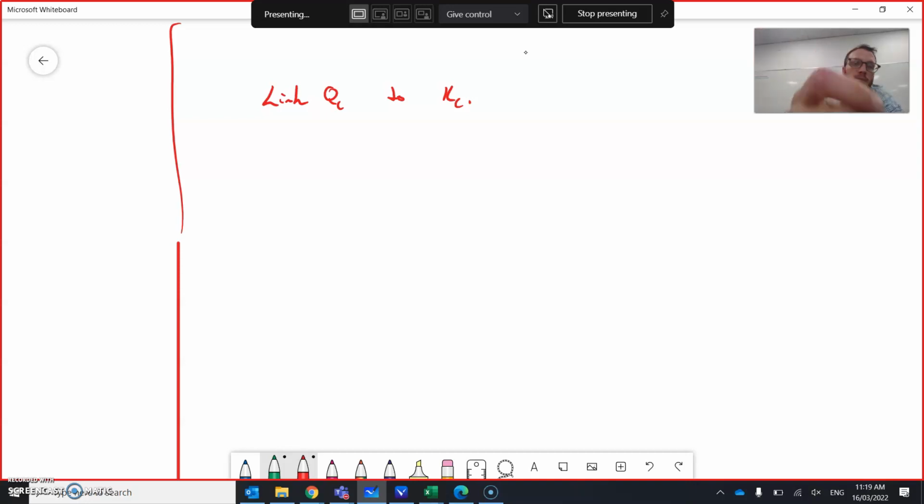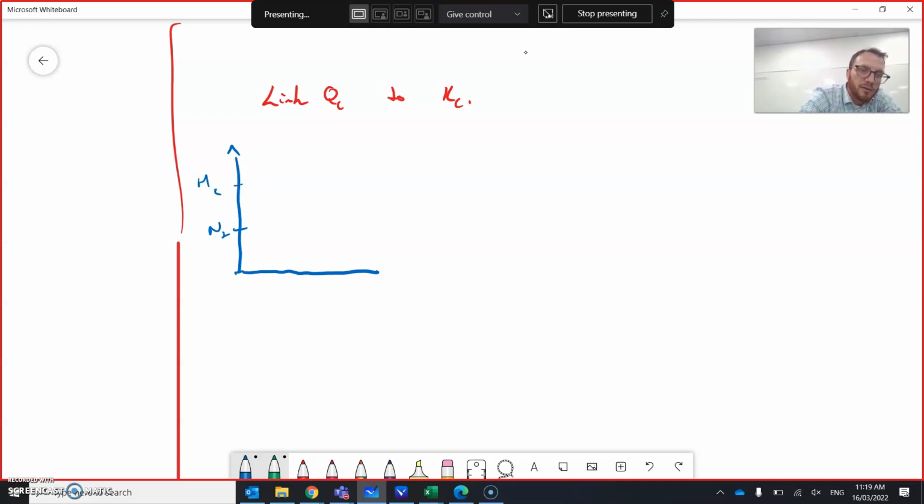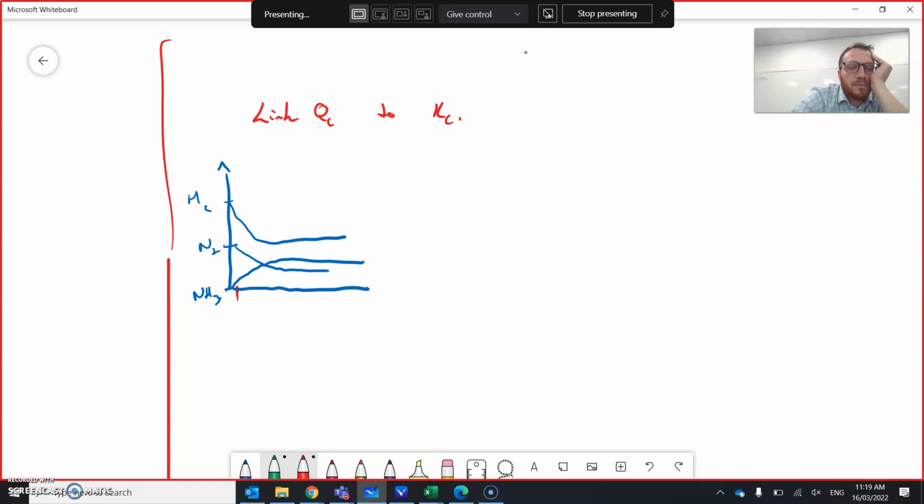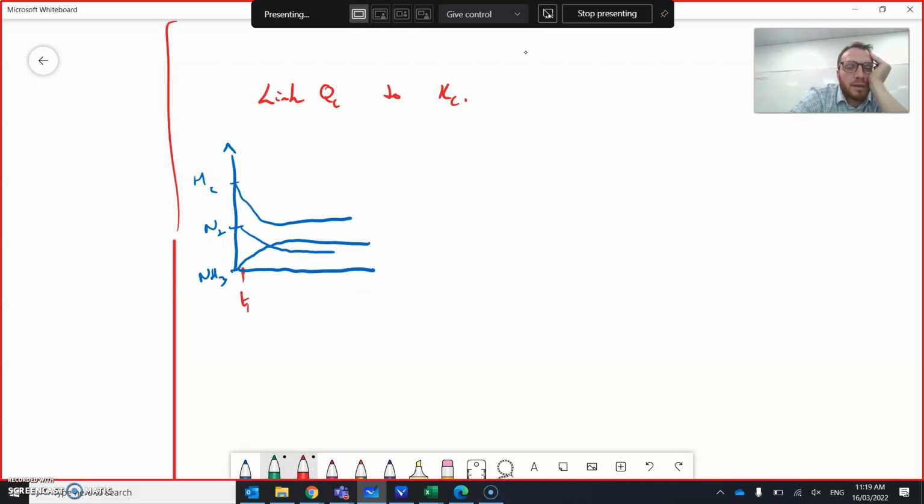So remember we looked at our graph of, say, the Haber process reaction. We had nitrogen here, we had hydrogen up here, and we had the formation of ammonia, right? So over time, ammonia increases, nitrogen decreases, as well as hydrogen decreases, okay? So initially, Qc would be 0, because there's no products. So let's look at a particular point in time, let's call that T1.